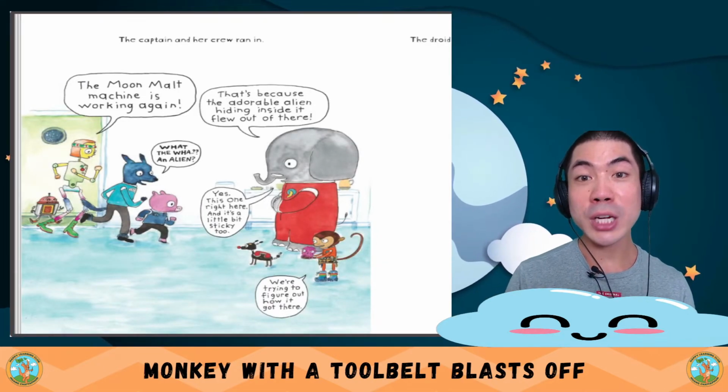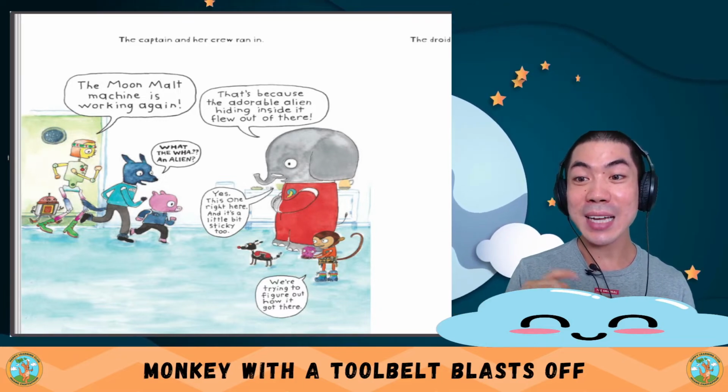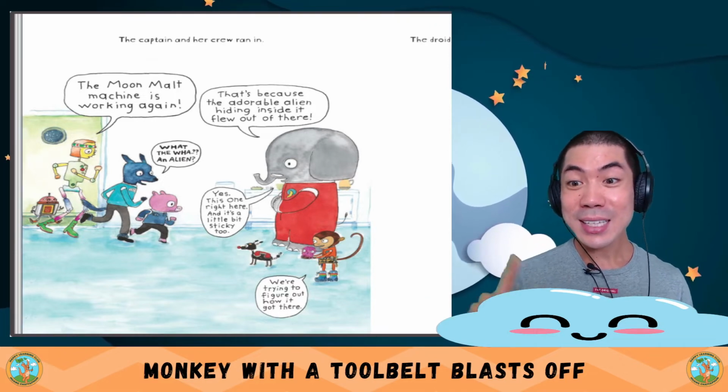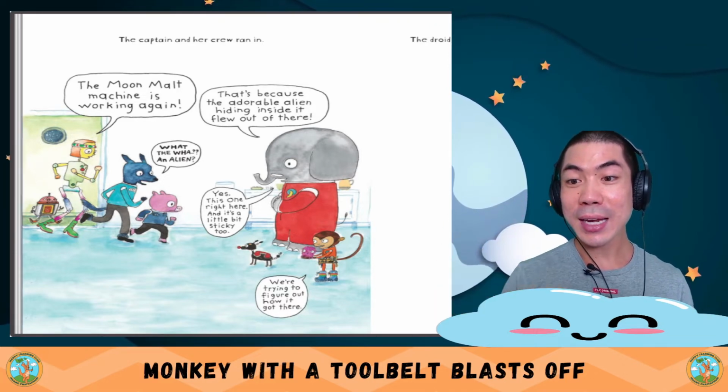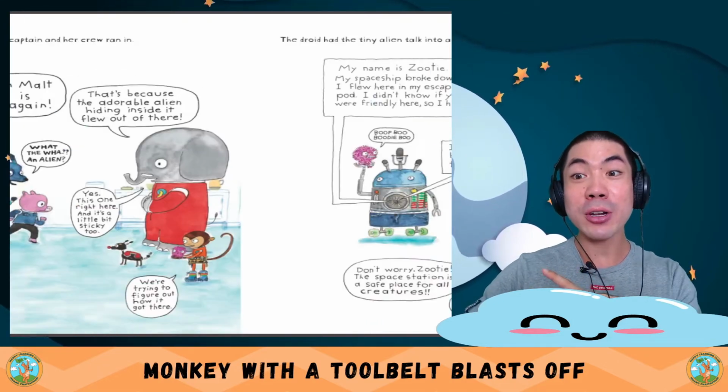The moon melt machine is working again. That's because the adorable alien hiding inside it flew out of there. What? The what? An alien? Yes, this one right here. And it looks a little bit sticky too. We're trying to figure out how it got there.